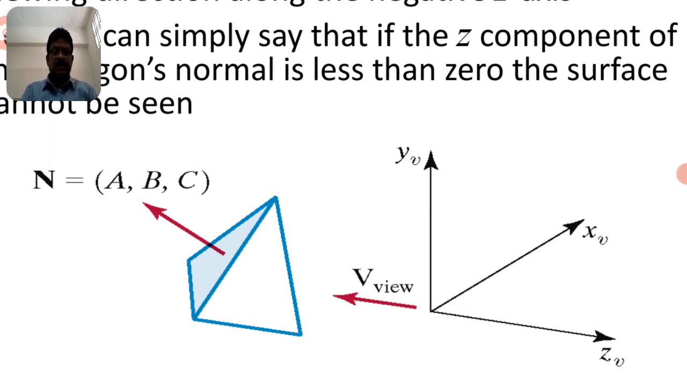Here the normal N can be considered as ABC, which is the narrow angle. If the z value is positive, then it is the back end view. If the z value is negative, then it goes to the front end view. So here, if the normal value is less than 0, the surface cannot be seen. Less than 0 means a negative value, and the negative value of that particular polygon cannot be seen on this plane.